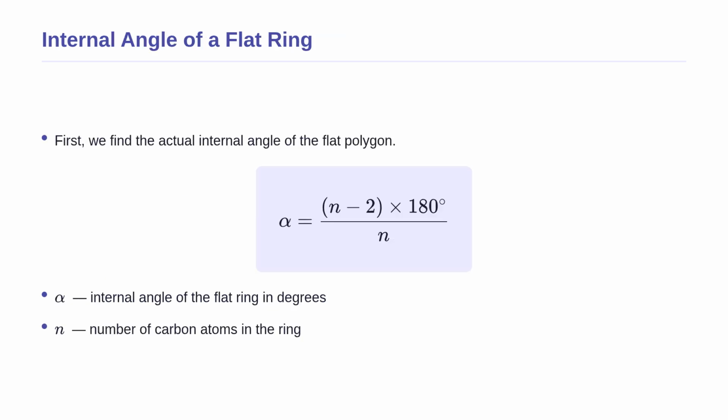Before we can find the strain, we first need to know the actual angle forced upon the carbon atoms. Since Baeyer assumed the rings are flat polygons, we can use a simple geometry formula. The formula states that alpha equals (n minus 2) times 180 degrees, all divided by n. Here, alpha represents the internal angle of the flat ring measured in degrees. The variable n is the number of carbon atoms forming the ring. The 180 degrees comes from the total degrees in a standard triangle. As the number of carbon atoms increases, the internal angle alpha also increases, allowing us to predict the shape of any perfectly flat polygon.